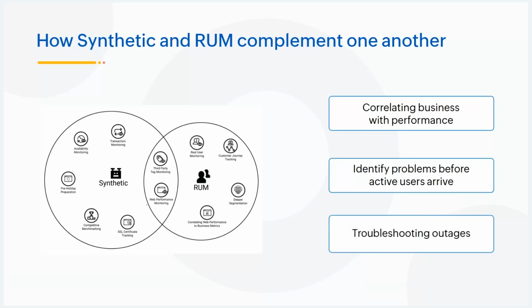So here, real user monitoring provides crucial insight into the actual business metrics, such as conversion rates, which can be correlated with the ongoing performance data collected by the synthetic testing. And this correlation helps in assessing how performance impacts revenue.